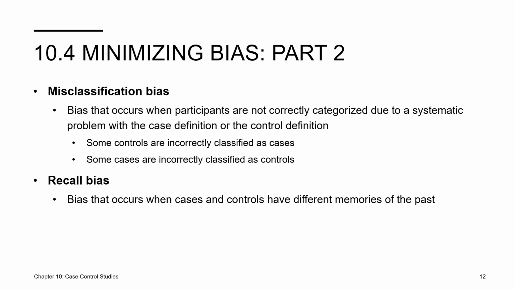Two types of bias that can be common in case control studies are misclassification bias, which occurs when participants are not correctly categorized as a case or as a control. So some controls may accidentally be called a case, and some cases may be incorrectly classified as controls. Also, because in case control studies you're usually asking about exposures in the past, they may suffer from recall bias, which is bias that occurs when cases and controls have different memories of the past.